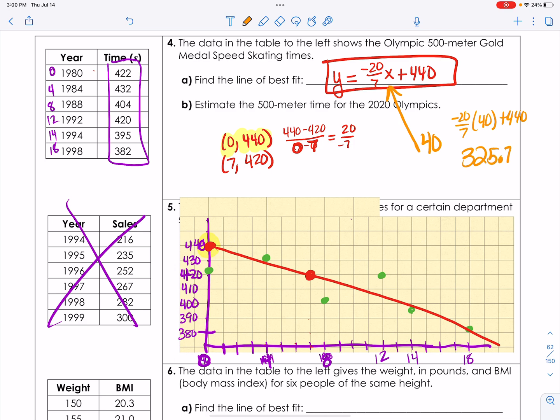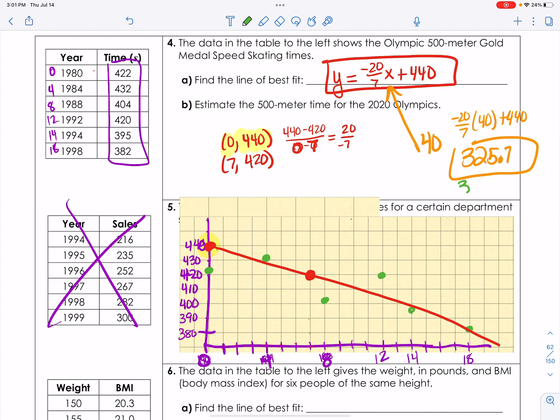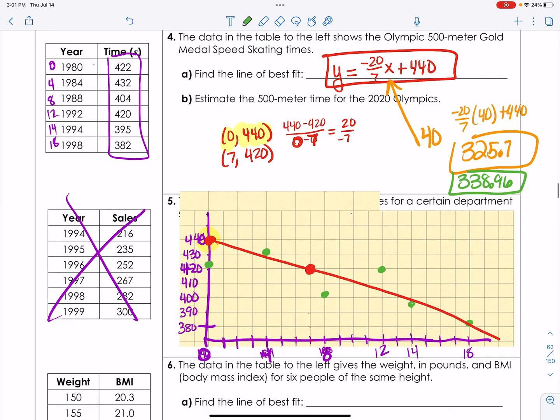Now, I am looking at the answer key, and the answer key was 338.96. This is an estimate. There's no right or wrong answer to this. I mean, there's wrong answers. I lied. Like if you said an answer of 700, that doesn't even make sense in the data, right? If you look at the graph, that doesn't even make sense. Okay, so what you're doing with this is you're just graphing it and you're estimating the line.